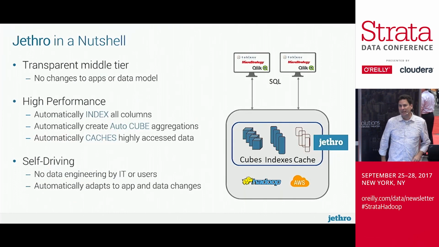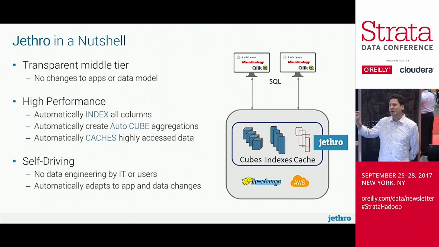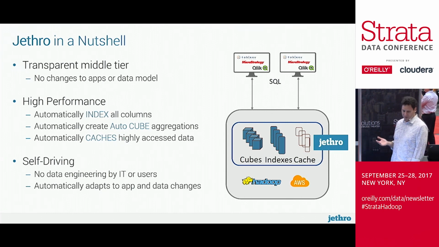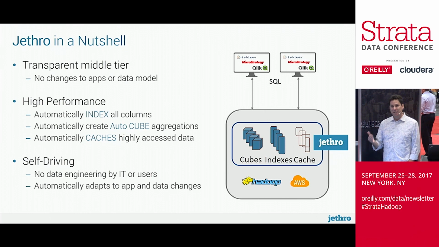We are about speeding up BI on Hadoop. Jethro sits as a transparent layer between your BI application and your Hadoop platform. The way we speed up access is by taking the Hadoop data sets and adding indexes. We index every column. We add cube aggregations based on queries sent by the application, and auto-caching. All of it is self-driving. No data engineering is needed, and the application itself adjusts to data changes and application changes.